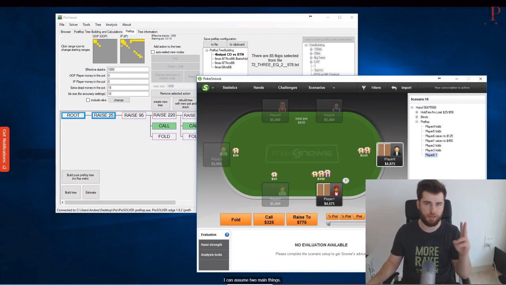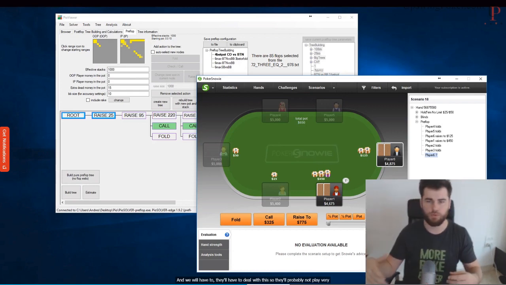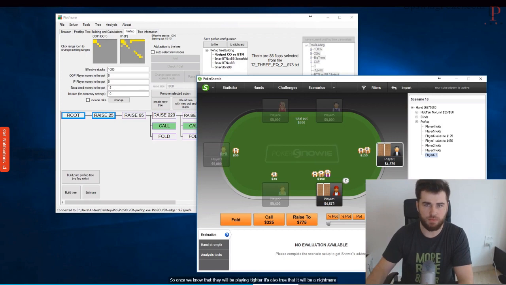I can assume two main things. First is that our opponent will be 4-betting tighter, because it's very natural for humans to realize that you are going to play out of position on a high stack-to-pot ratio, not super high but high, and with initiative. So as we said, it's the toughest spot in no limit hold'em, and they'll have to deal with this, so they'll probably not play very well.